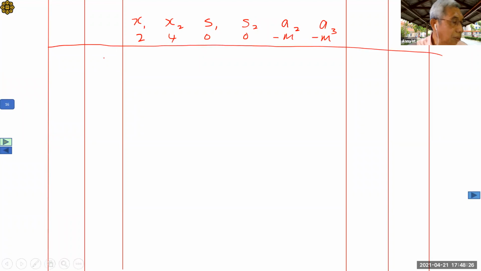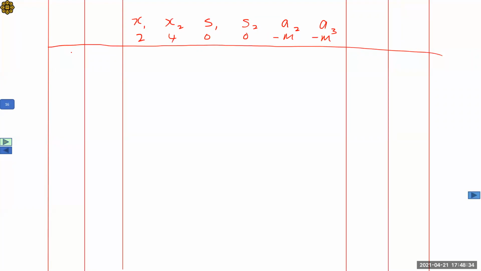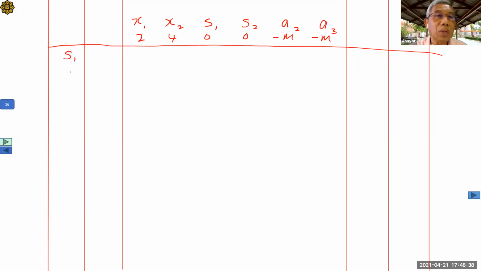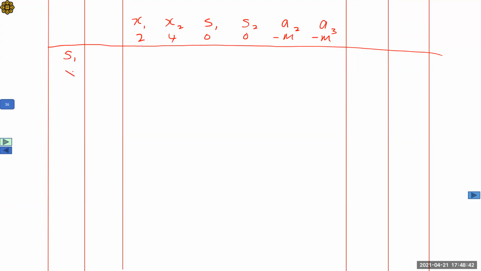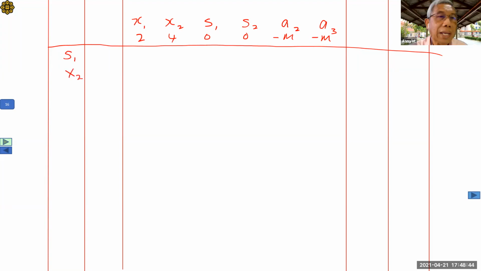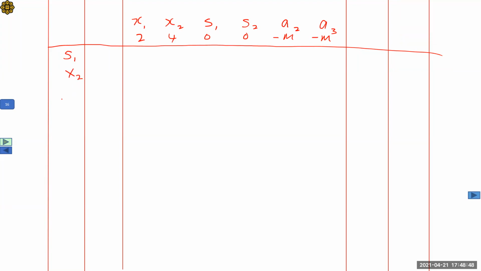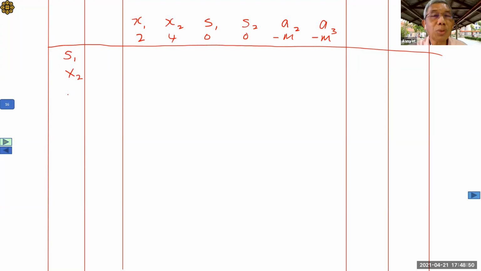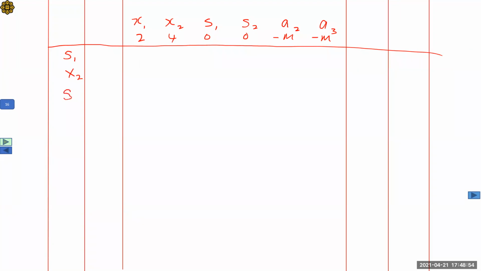Okay, let's look into the basis. S1, stay or leave? Stay. X2, stay or leave? Stay. A2, stay or leave? Leave. And then who comes in? S2. S2, great.